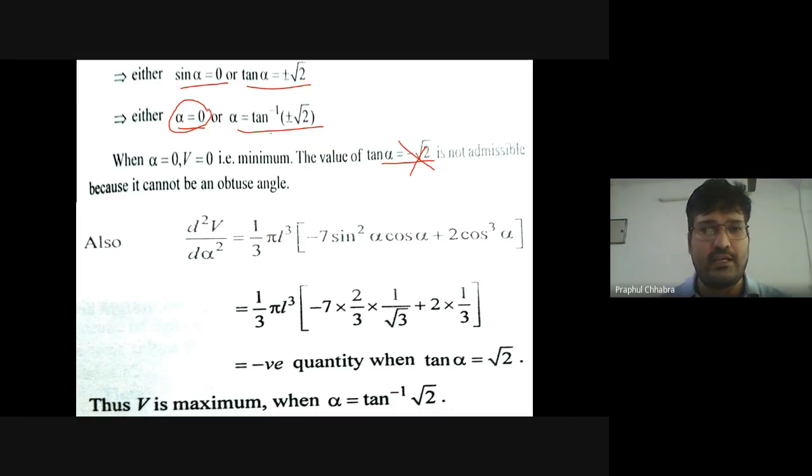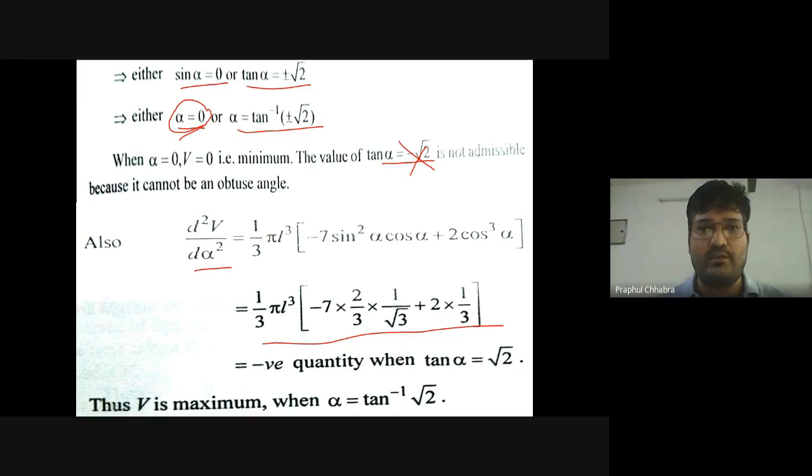Now we will find the second order derivative with respect to alpha, that is we evaluate d square V upon d alpha square. And put the value of alpha is equal to tan inverse under root 2, because we are not interested in alpha is equal to 0, because in the given question we have to prove that alpha is equal to tan inverse under root 2 will be the maxima. So we are interested only in alpha is equal to tan inverse under root 2. If it is not given in the question, then we have to check it independently, right? So we are only interested in this here.